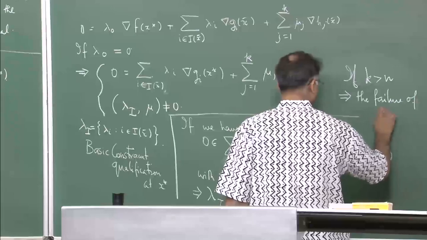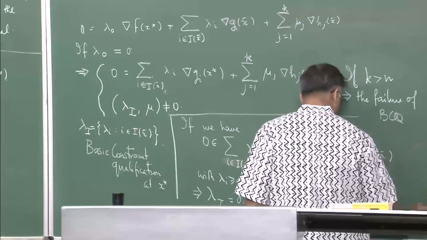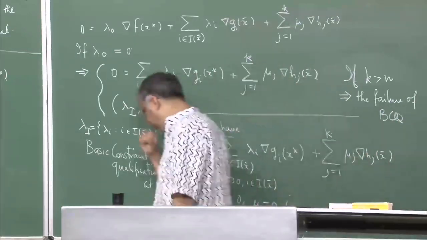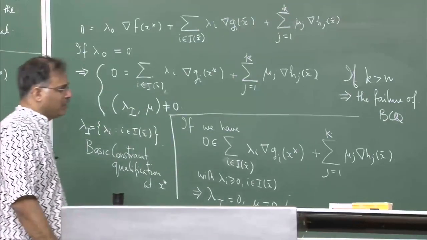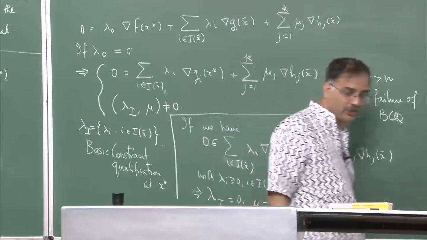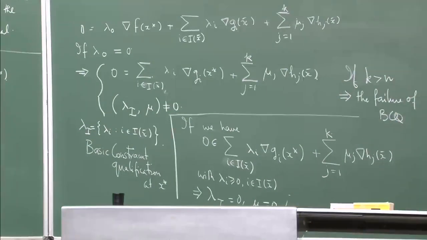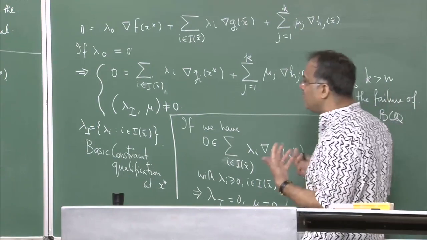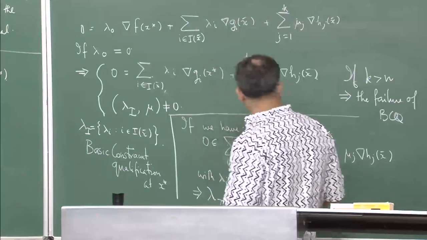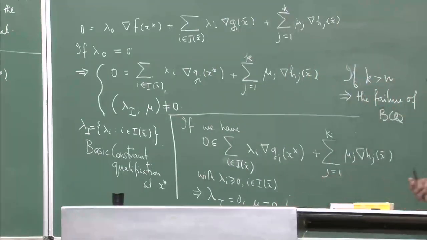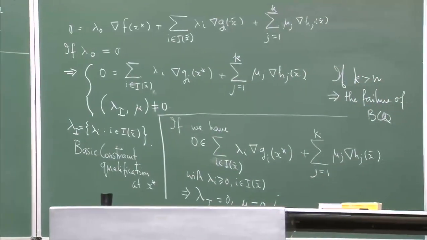So, if your number of equality constraints is very large and they are not linear, then it is a very clear fact that the BCQ would fail. So in many application problems, the BCQ is actually failing. So, we cannot always say that all our multipliers would be normal. So, this is a very mathematical or theoretical practice to have normal multipliers.